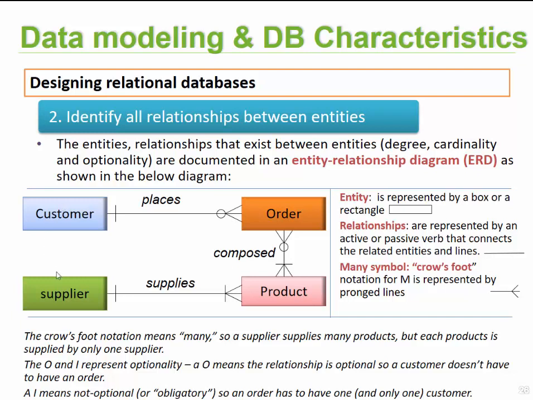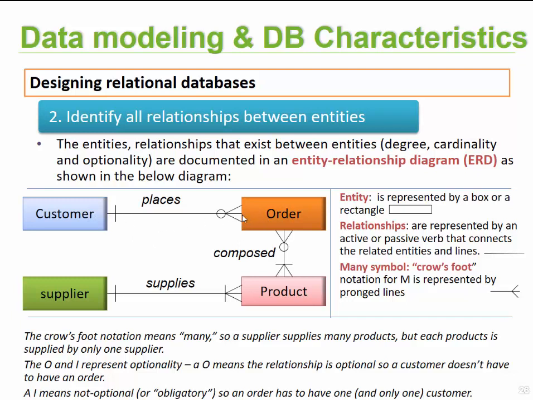So let's try to make sense of this. Typically people can give you something like this and they would ask you to identify the entities as well as identify the cardinality and optionality. So in this case, if I asked you how many entities do we have, the answer is four entities. What are they? Customer, order, product, supplier. If we look at the cardinality between customer and order, it's a one-to-many cardinality.